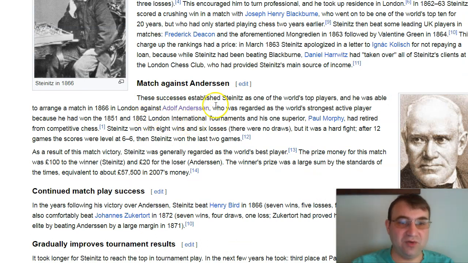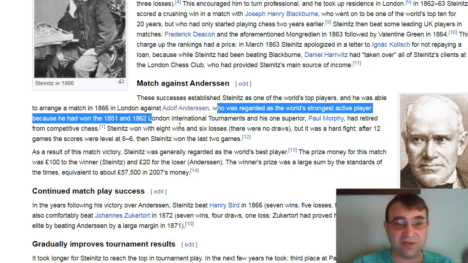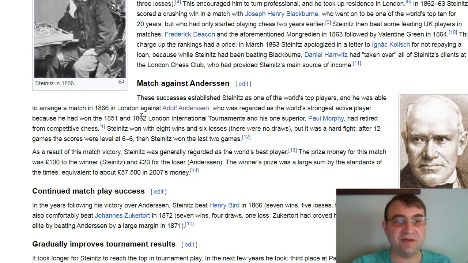So Anderson, who was regarded as the world's strongest active player because he had won the 1851 and 1862 London International tournaments. Okay, so Adolf Anderson was considered the world's strongest active player in the world because he won these two international tournaments, 1851 and 1862, and there was a match between Anderson and Steinitz, which Steinitz won. So I believe Steinitz actually became the world champion in 1866. And when he played that match against Zukertort, he wasn't becoming the champion of the world for the first time.